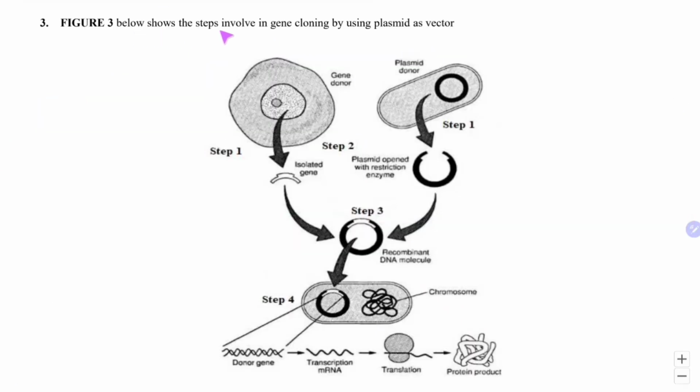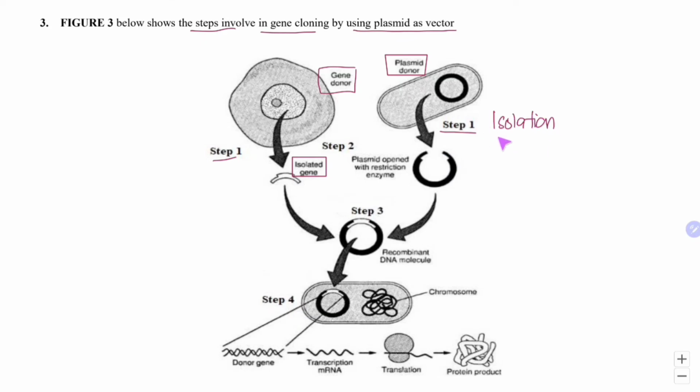Figure 3 below shows the step involved in gene cloning by using plasmid as the cloning vector. So first kita tengok dulu gambar ni. So dalam gambar ni ada step 1, and then step 2, step 3, step 4, and then ada the last step lah. Okay, so untuk step 1 kita nampak dia pergi keluarkan the plasmid donor ataupun the DNA cloning vector keluar from the original cell, and then ada juga step di mana kita isolate ataupun kita keluarkan gene from the cell donor tadi. So proses pengeluaran ini mestilah merujuk kepada isolation.